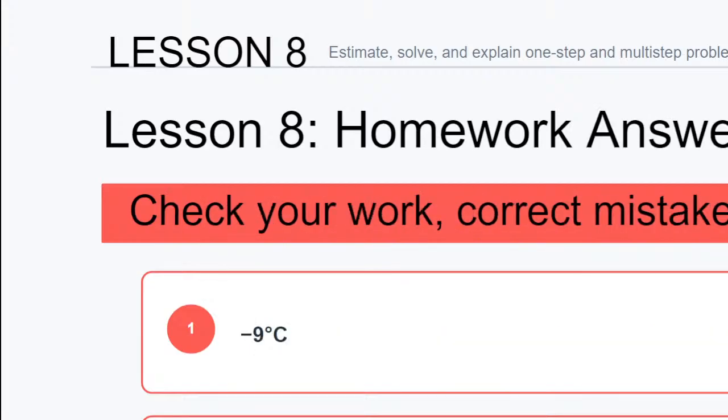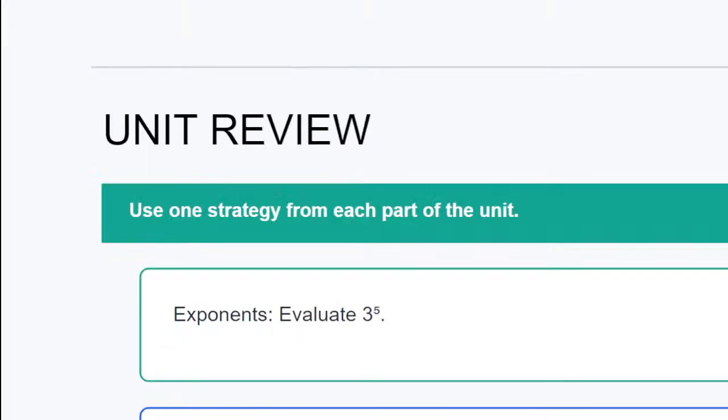Number 1 is -9 degrees Celsius. Number 2 is floor 3. Number 3 is plus 3 yards. Number 4, estimate about 70 meters, exact 65 meters.